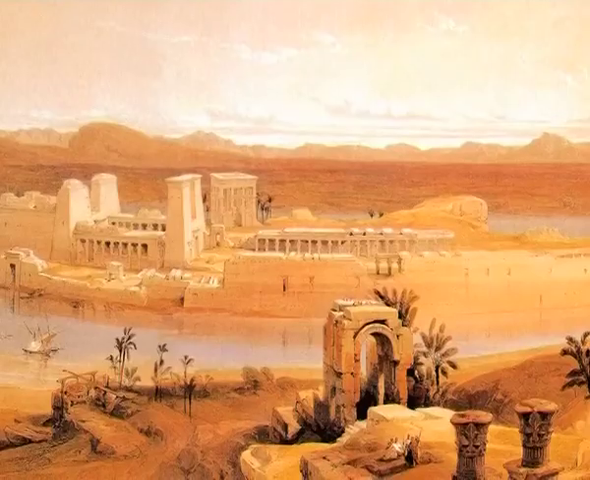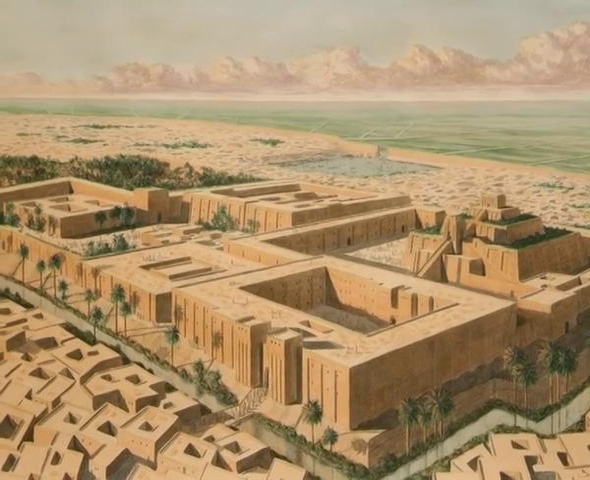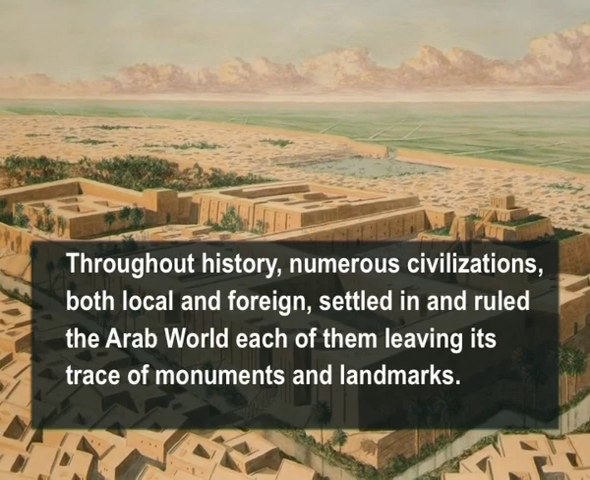The areas within the Arab world witnessed the first forms of civilization, specifically in ancient Egypt, the Levant and Mesopotamia. Throughout history, numerous civilizations, both local and foreign, settled in and ruled the Arab world, each of them leaving its trace of monuments and landmarks.